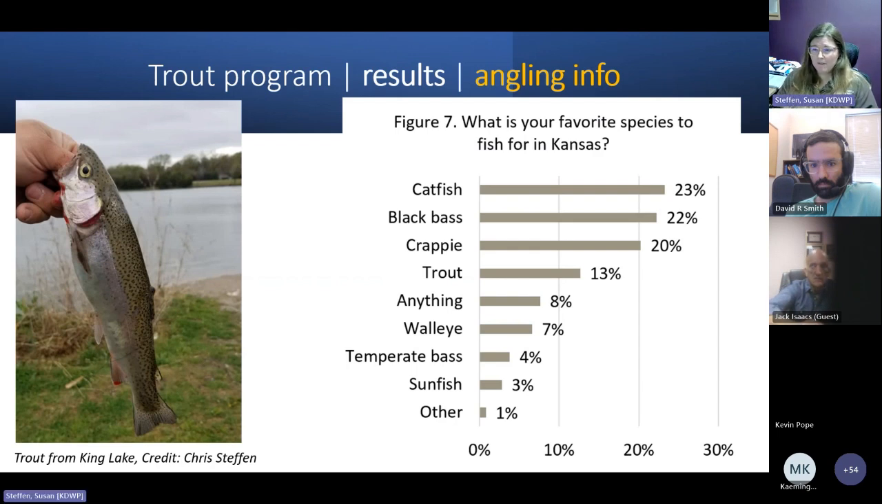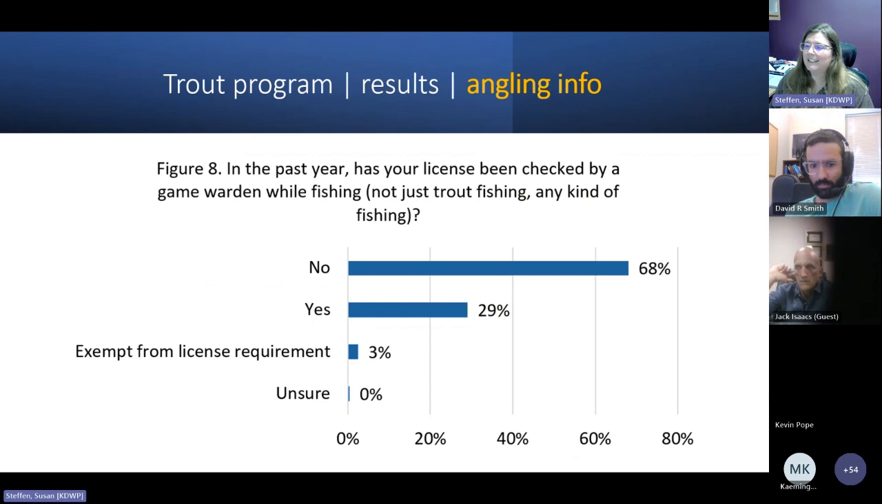Just to get some more demographic information and general participation characteristics, we wanted to know what their favorite species was to fish for in Kansas. Catfish came out as number one, and black bass was the favorite for 22%, shortly followed by crappie. Notice trout came in fourth place there at only 13%. We talked to trout anglers who are actively out there trout fishing. Well, most trout anglers, even then, it wasn't their favorite fish to fish for. That's also kind of interesting.